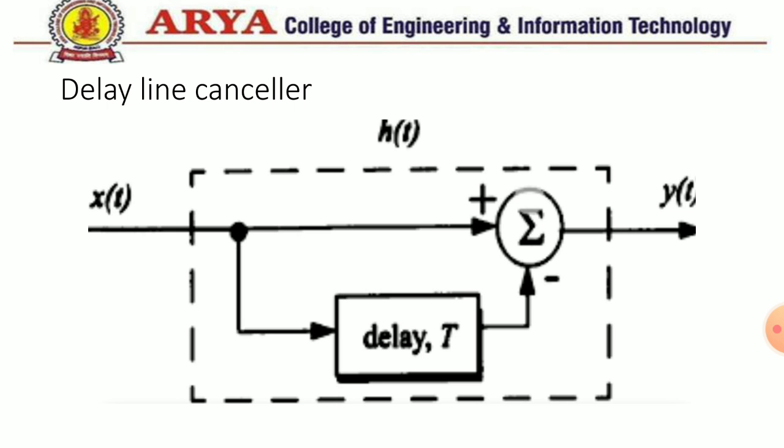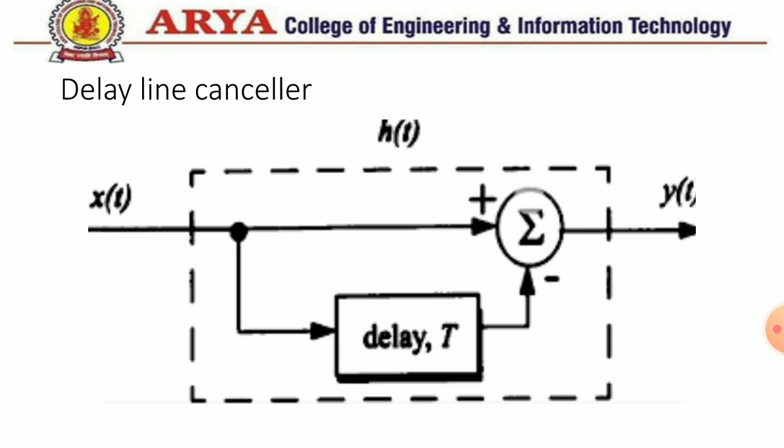The input is delayed by the pulse repetition time period, and that goes into a subtractor. One input is given directly to the subtractor and one is delayed, and the difference will be our output, which identifies the object or target which is there inside.